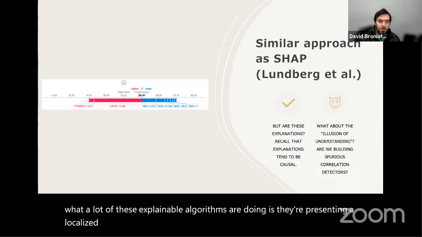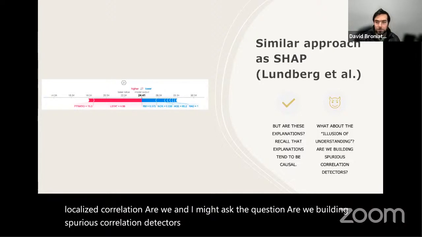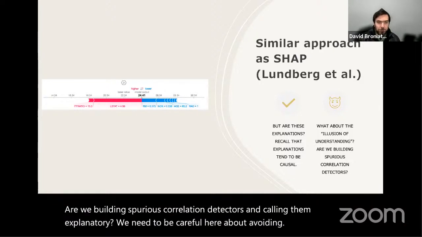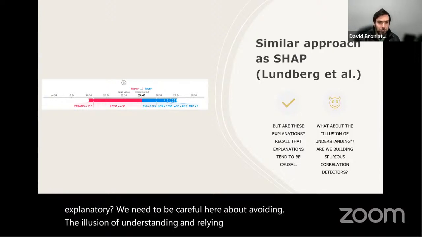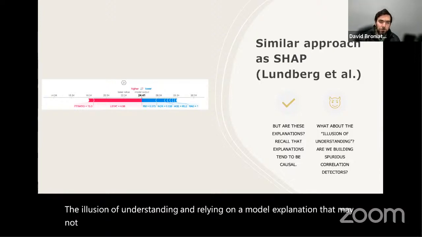I might ask the question, are we building spurious correlation detectors and calling them explanatory? We need to be careful here about avoiding the illusion of understanding and relying on a model explanation that may not generalize, which was in fact one of Rudin's main points.